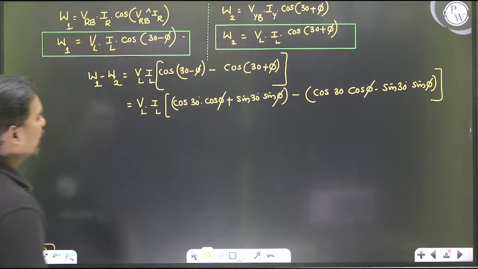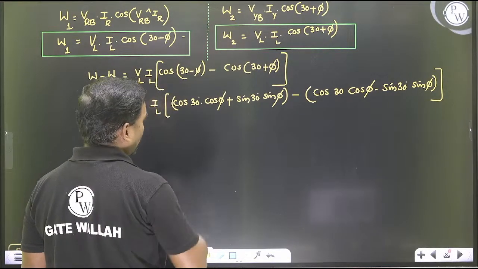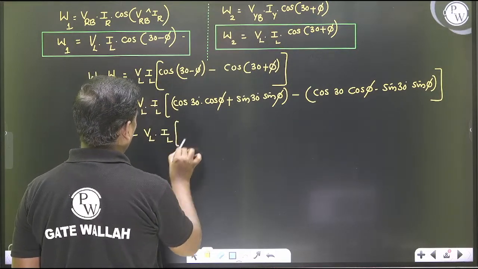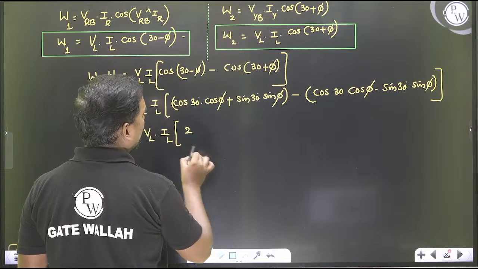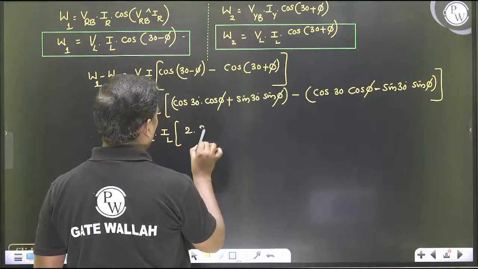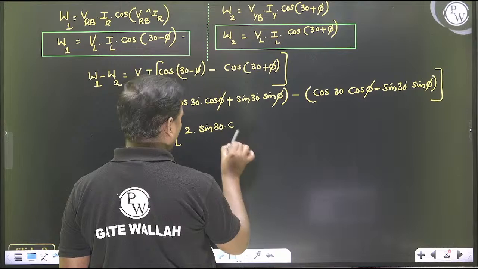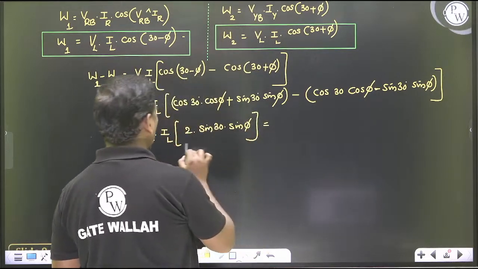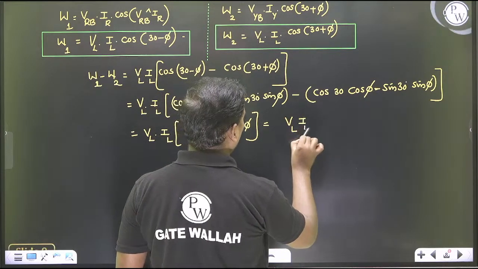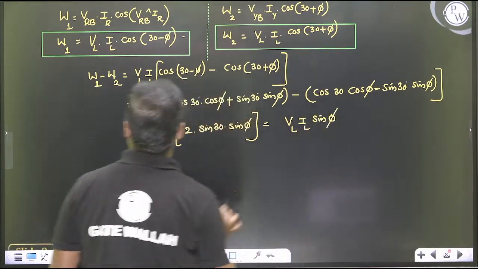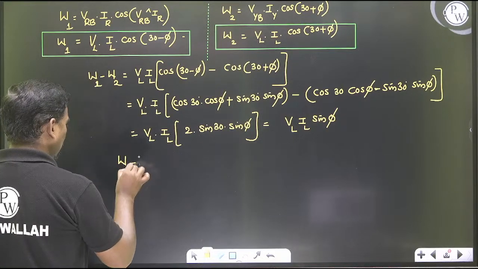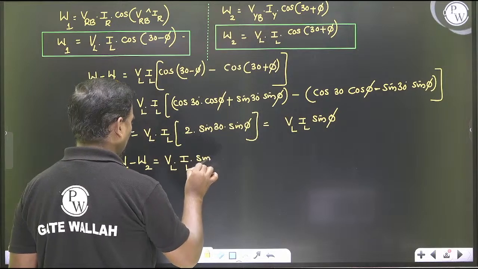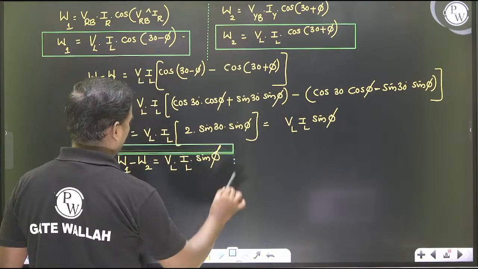Okay my dear, so if you take this one, this is VL, this is IL, this is 2 sin 30 and sin 5. Sin 30 is 1 by 2, so we are going to get VL IL sin 5. So W1 minus W2 is equal to VL IL sin 5. That is the expression.